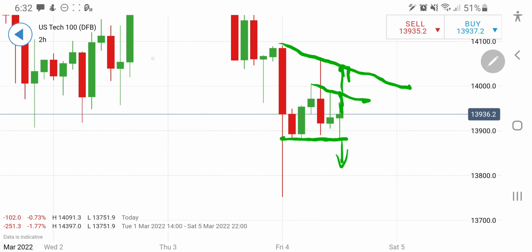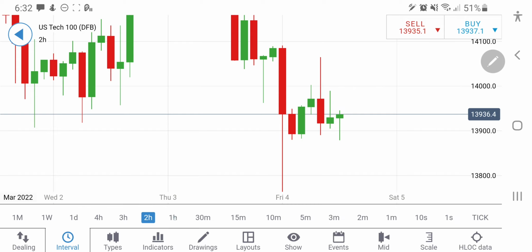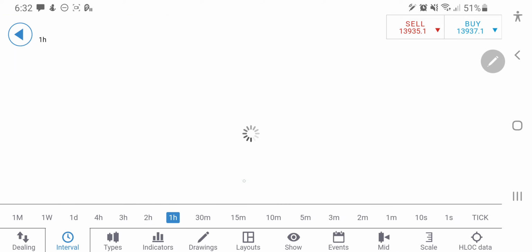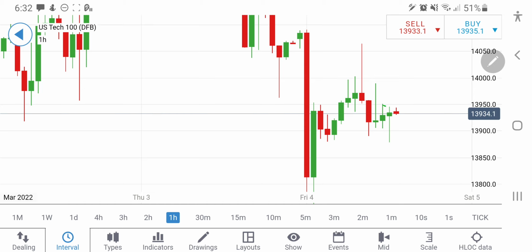Yes, you can go short there. You can expect it to drop. But this is just on 2-hour charts. Let's have a look at the hourly charts. On the hourly charts, you can see it is trying to break on the upside but failing to do so.